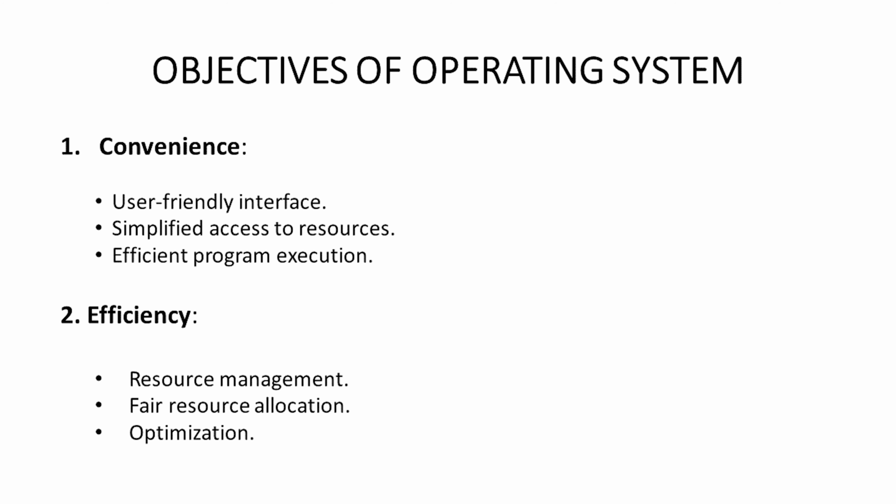Second one is efficiency. In efficiency, we have three things, that is resource management, fair resource allocation, and optimization. Resource management in the sense the operating system is responsible for managing all the resources of the computer system, including CPU, memory, storage, and input-output devices. Fair resource allocation in the sense the operating system should ensure that the resources are allocated efficiently and fairly among different users and programs. The third one is optimization. The resources should be utilized in such a way that they improve the overall performance of the system.